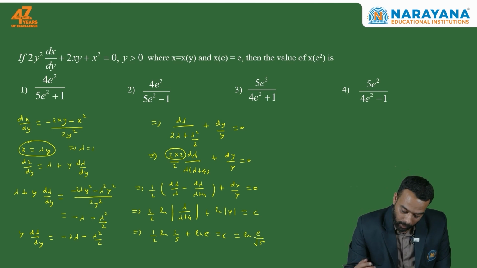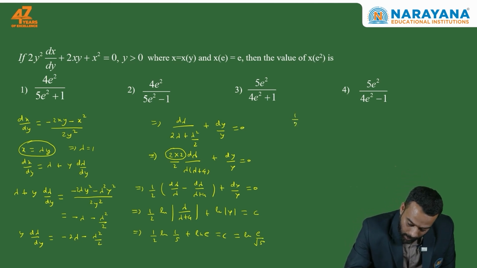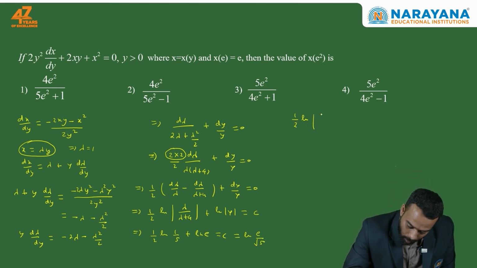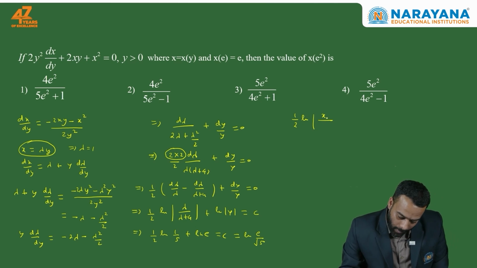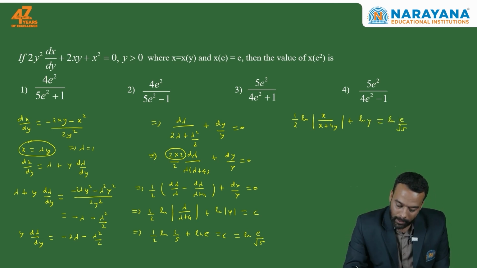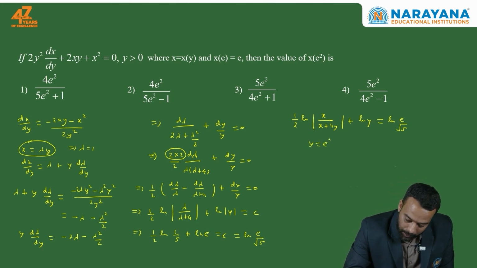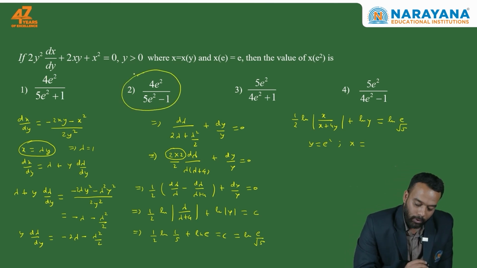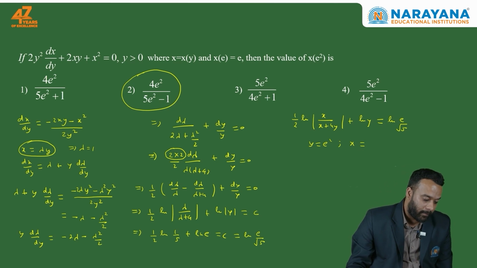Okay. So now our original equation is going to become half of ln|...|. Now I will plug in the value of λ. The value of λ is x/y. So we will be getting half ln|x/(x + 4y)| + ln y = ln(e/√5). Now in place of y, I have to plug e² and then I have to calculate the value of x. So on substituting back, while calculating, we will get the value of x is 4e²/(5e² − 1), which is our option 2.